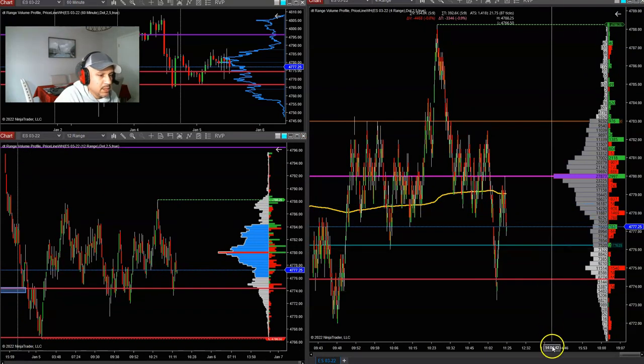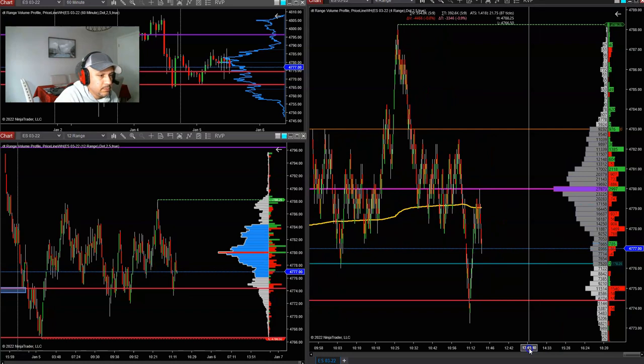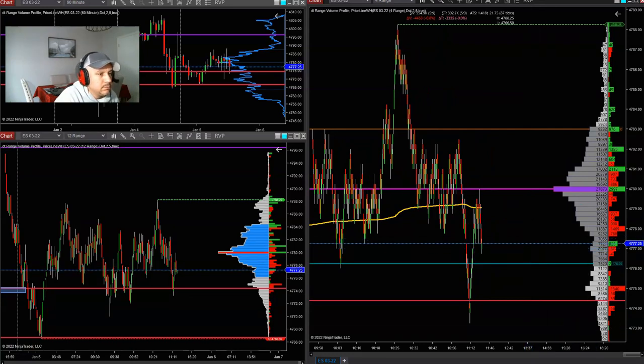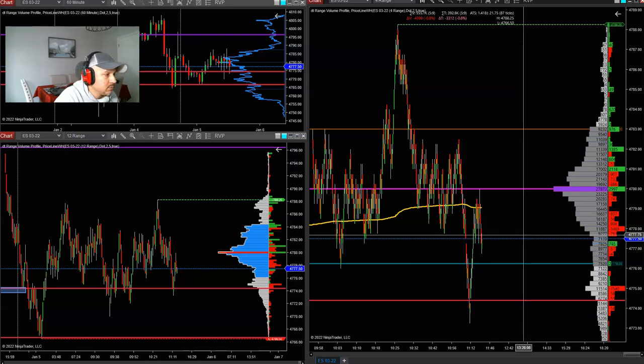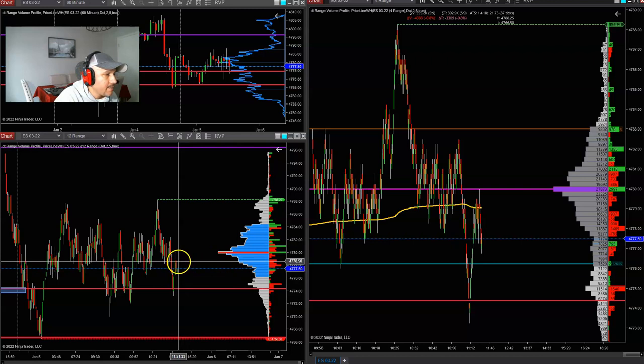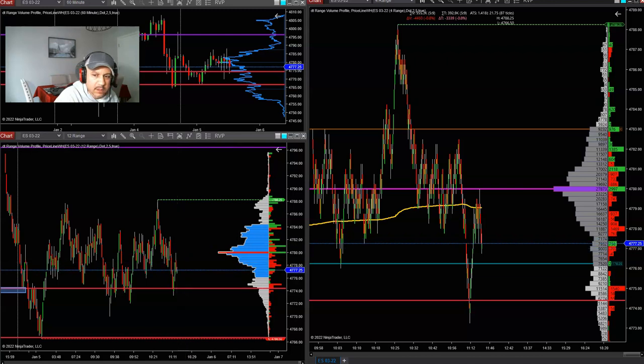All right, let's see. So I mentioned price will pull back to this area right here, which is right at the V pop. It could push a little lower. It's rejecting that area now.